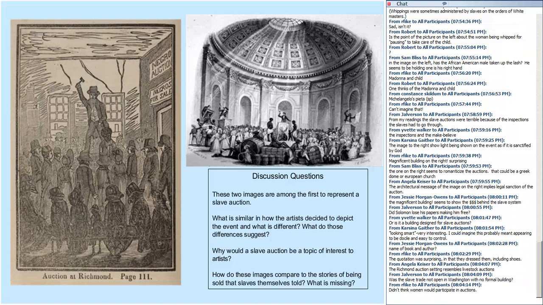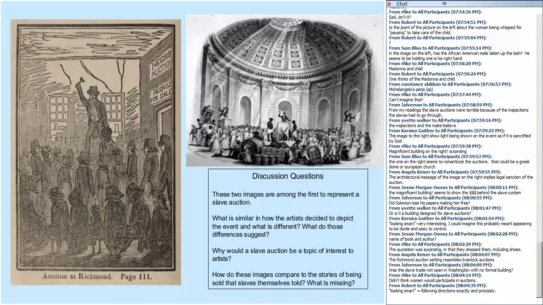With the slave trade not open in Washington, with no formal building. The slave trade was active in Washington, D.C. until 1850, when as part of the Compromise of 1850, it was outlawed in the district.